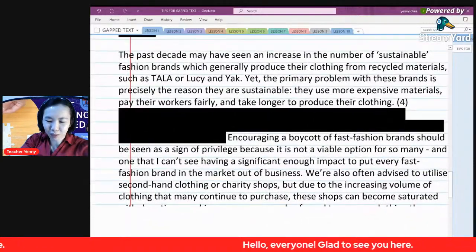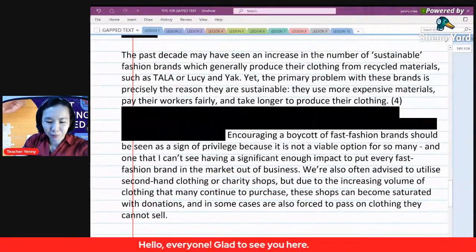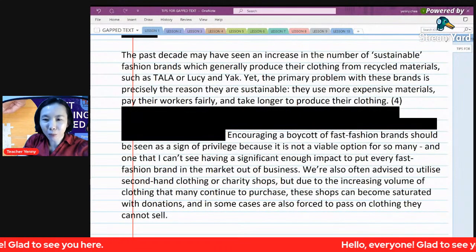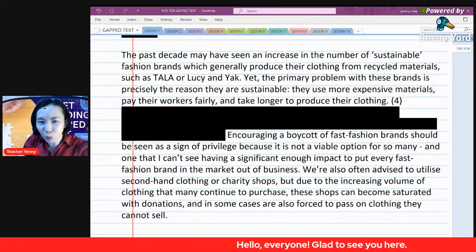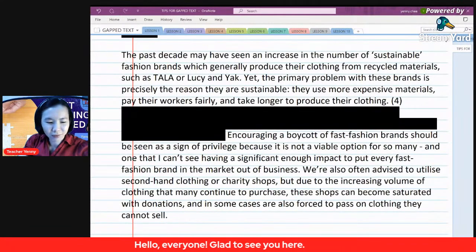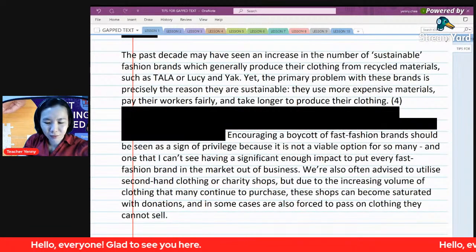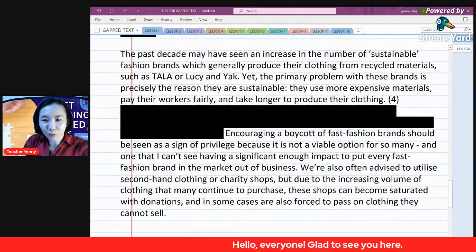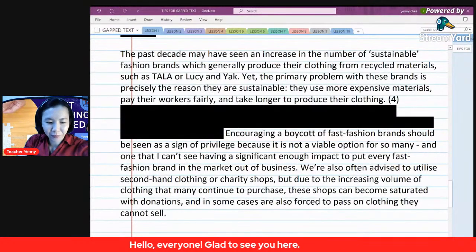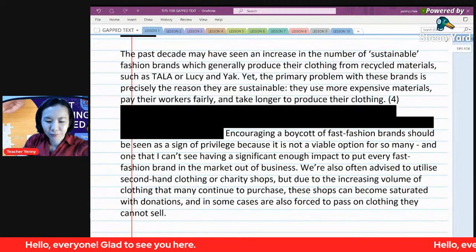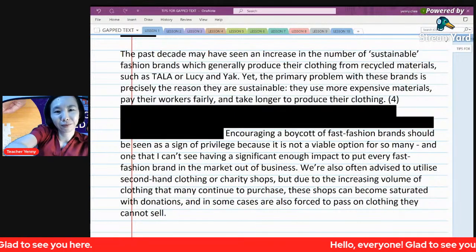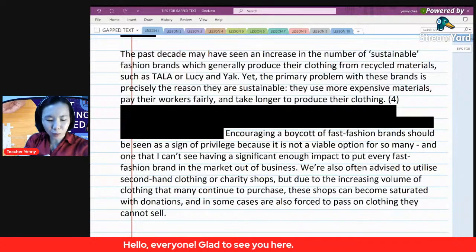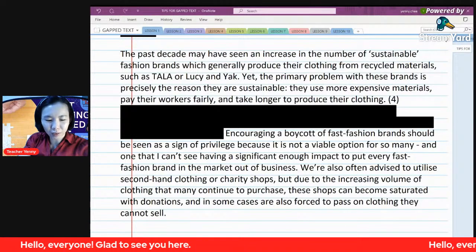Please read the next paragraph. By now, I think some of you would know what this passage is about. Can you type in the live chat? What is this passage about? The past. So, what is this passage about? Can you try? Tala, Lucy, and Yak. I think it's pronounced as Yak. All right, Yak. It's a brand name.